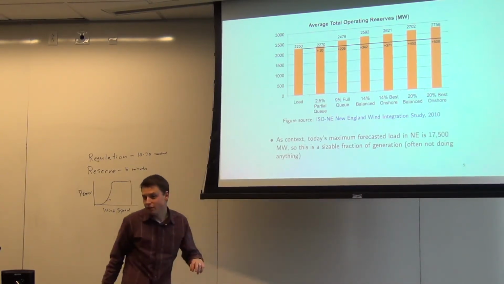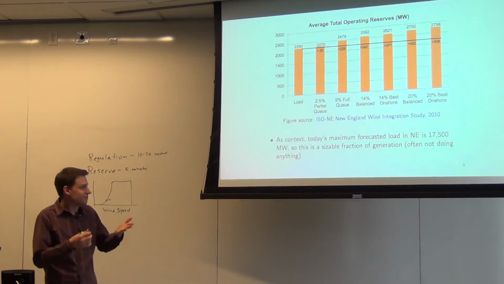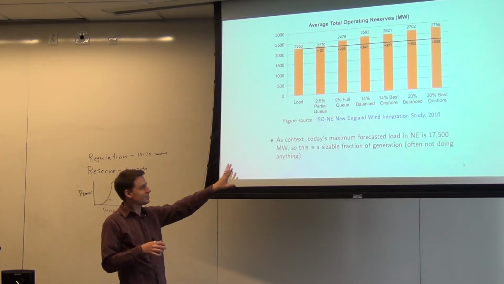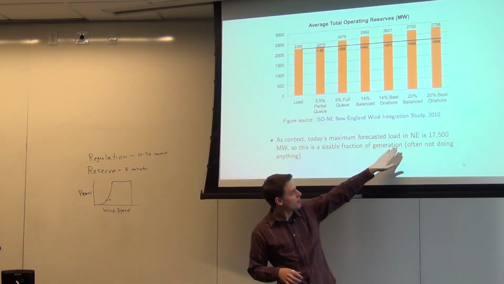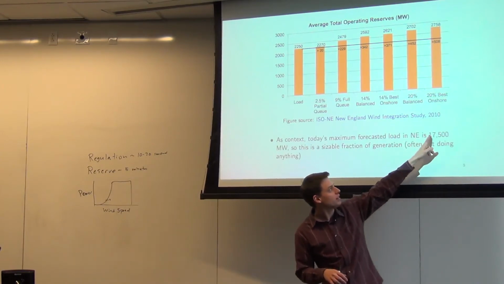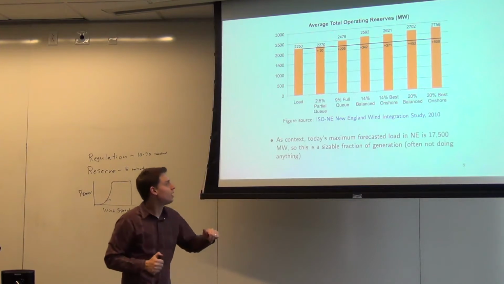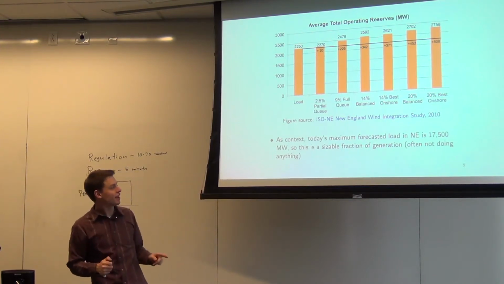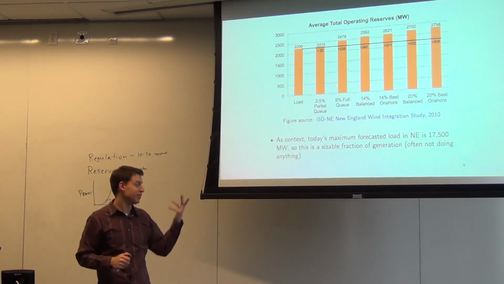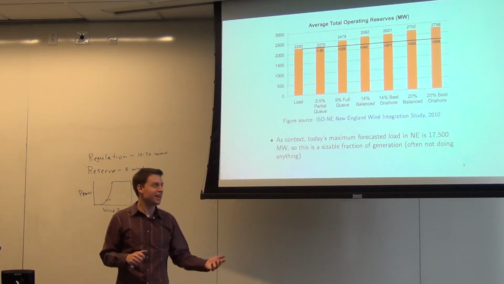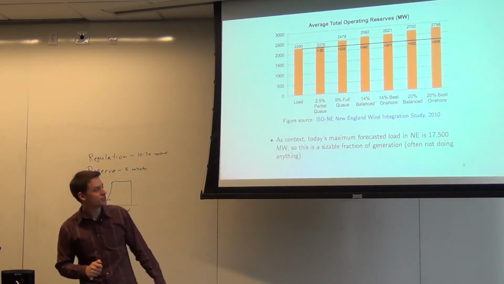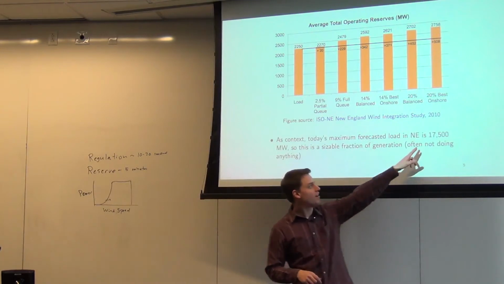And again, the point is that doing this at 20% is not that much wind penetration, really, right? It's not like a huge amount. And the forecasted load for New England in a lot of these studies, I guess it isn't today anymore. I think when I made these slides, which was last year, the forecasted load was about 17.5 gigawatts.